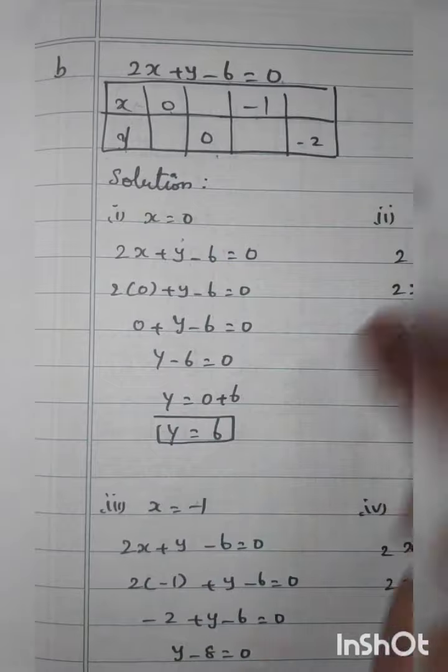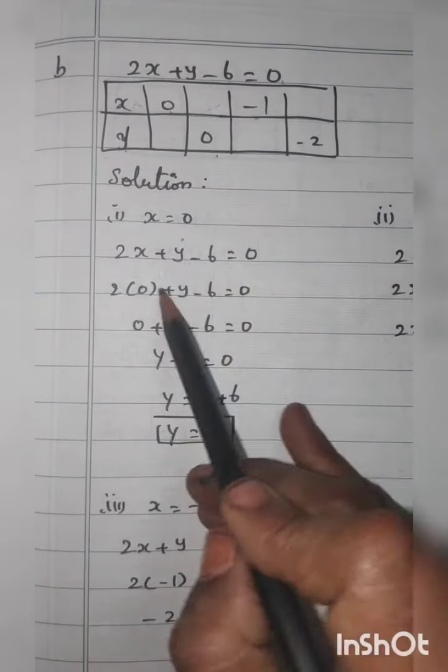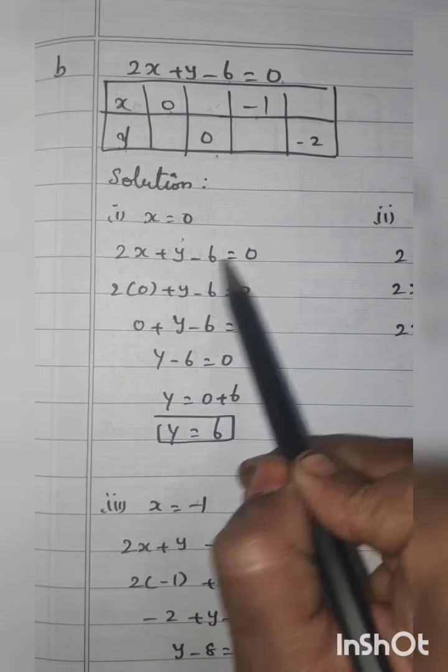First, write the table with columns 1, 2, 3, 4. Filling the column, you write the sums first. Next, write the equation: 2x plus y minus 6 equal to 0.